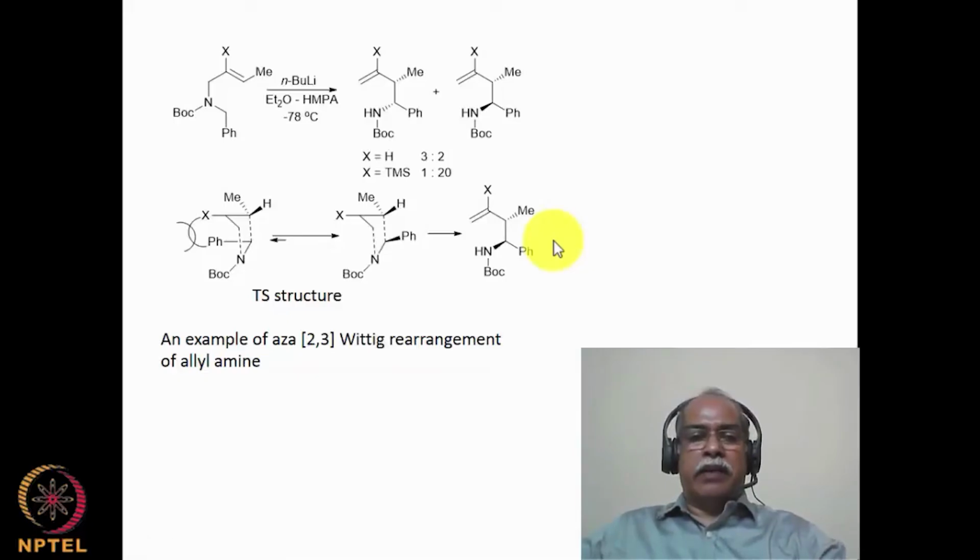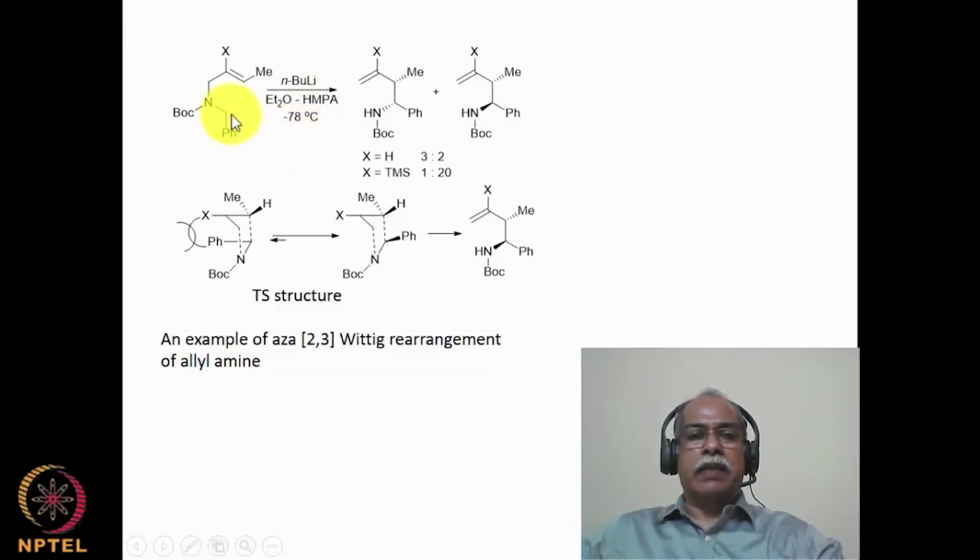Here is an example of an aza 2,3 Wittig rearrangement. Instead of an oxygen, if you have a nitrogen that is present in the allyl benzyl amine kind of a system, instead of allyl benzyl ether kind of a system, then it is called the aza 2,3 Wittig rearrangement. The aza 2,3 Wittig rearrangement is also triggered by the generation of the alpha anion of the amine by treatment of the amine with n-butyl lithium in HMPA as a solvent. Hexamethyl phosphoric triamide is the solvent here at minus 78 degrees centigrade.